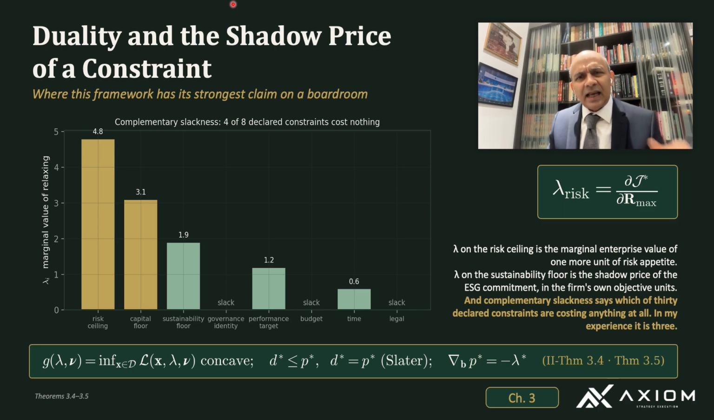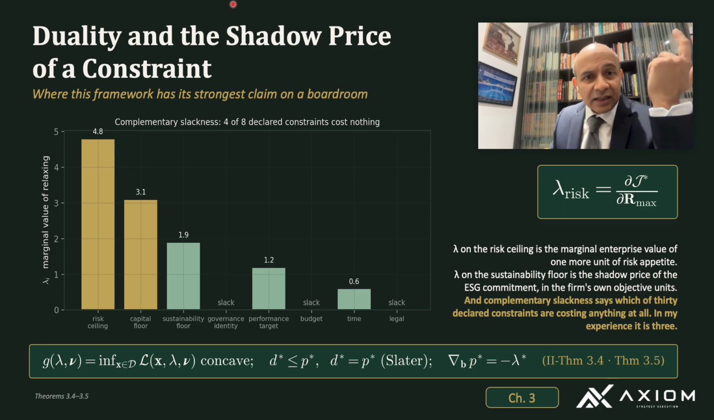My experience is that most declared constraints are slack, and the discovery of which 3 of 30 are binding is worth more than the optimum itself. The concession, of course, is that convexity is a strong assumption about an enterprise. Increasing returns, network effects, threshold effects in adoption, and fixed costs all break this convexity assumption.